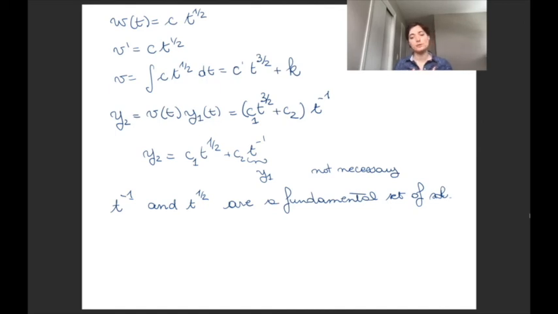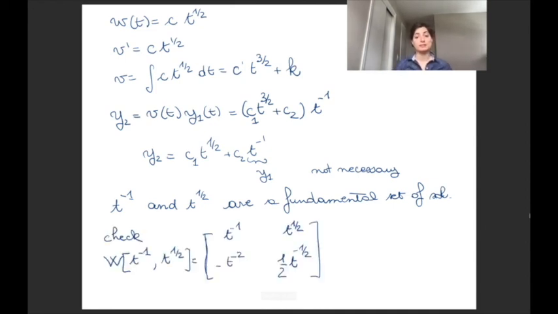So if you're trying to construct a fundamental set of solutions, you want to find the simplest format in which that works. So for y2, we can drop the term that is exactly y1, because it's an additive term. So we have something plus y1. If that's the case, you can drop y1 and have a simpler fundamental set of solutions. So with this, our fundamental set of solutions is t to the minus 1 and square root of t.